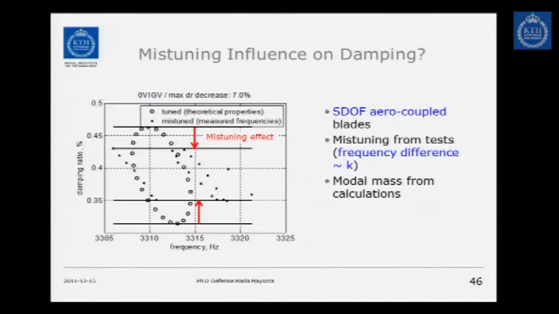Another analysis that we did is the mistuning influence on damping. This was a parametric study. We took a single degree of freedom approach, aerodynamically coupled, and when you solve that for the tuned case, you get a very nice circle here. These are the frequencies, this is the damping ratio. Each point is a different nodal diameter. The difference in frequencies in the nodal diameters is due to the aerodynamic coupling.